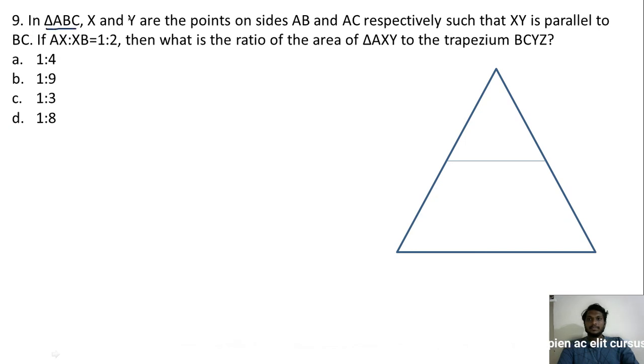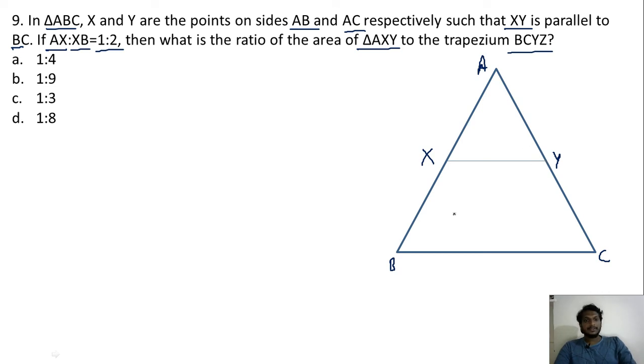In triangle ABC, X and Y are the points on sides AB and AC respectively, such that XY is parallel to BC. If AX is to XB is 1:2, then what is the ratio of the area of triangle AXY to the trapezium BCYX? See, here is the triangle ABC, and this is the line parallel to BC, that is XY. Now let us discuss the concept used in this problem.